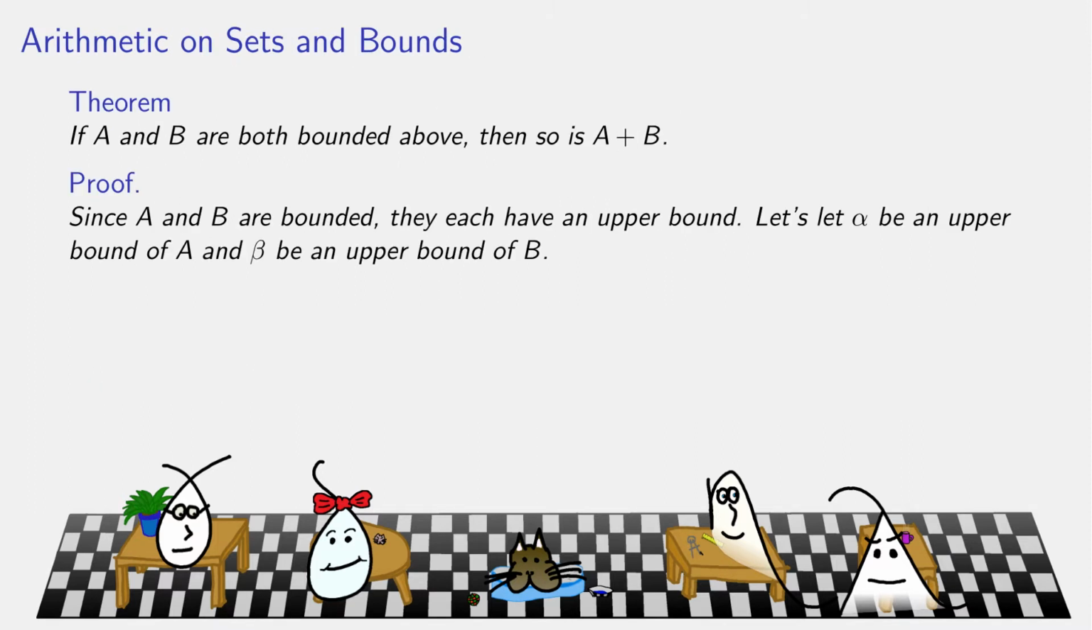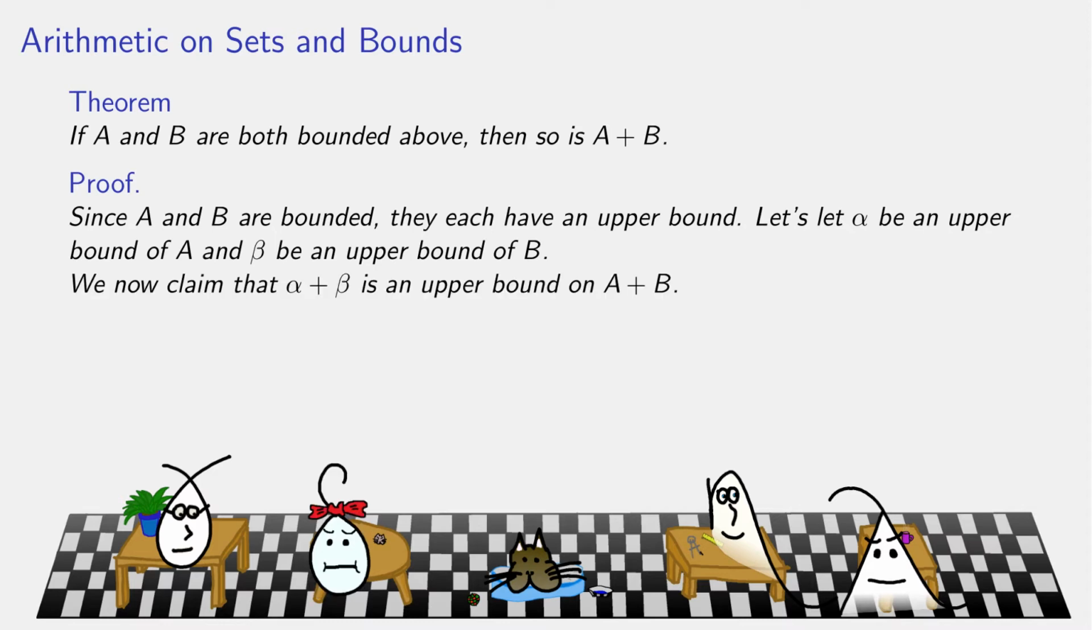Now let's talk about arithmetic on sets and how it interacts with bounds. So suppose A and B are both bounded above. So A is a set that has an upper bound and B is a set that has an upper bound. I claim the set A plus B is also bounded above. Now, since A has an upper bound, I'm going to call it alpha, and B has an upper bound, I'm going to call it beta. I can call them whatever I want, but A with alpha, B with beta makes sense. Now the claim is that alpha plus beta is in fact an upper bound on the set A plus B.